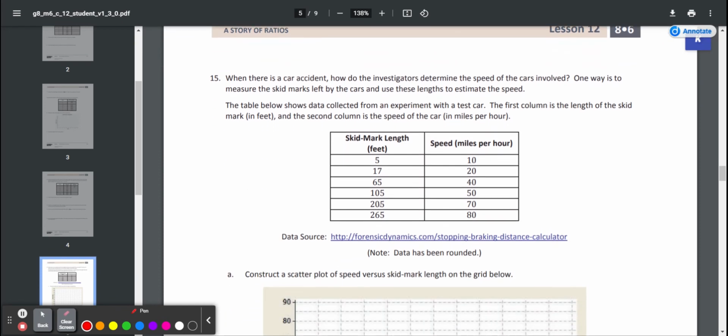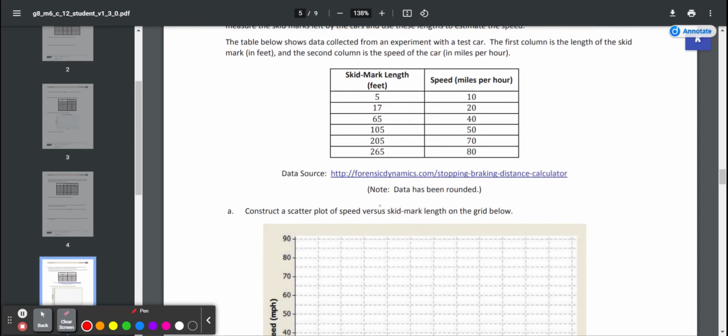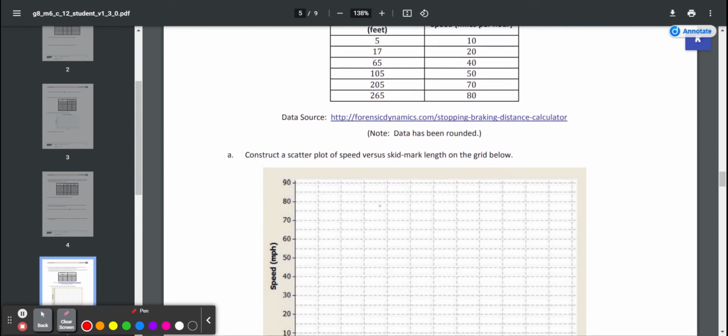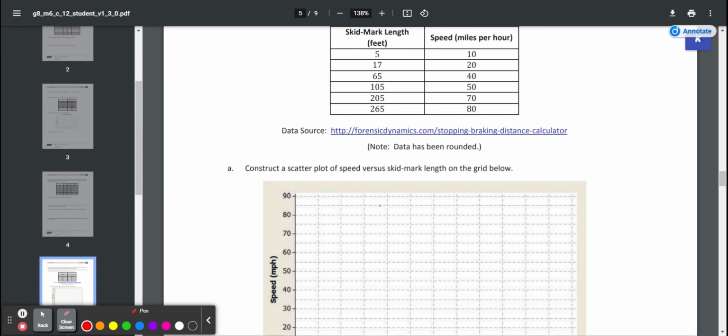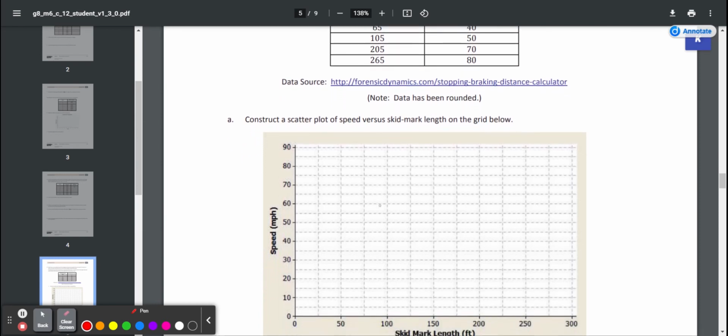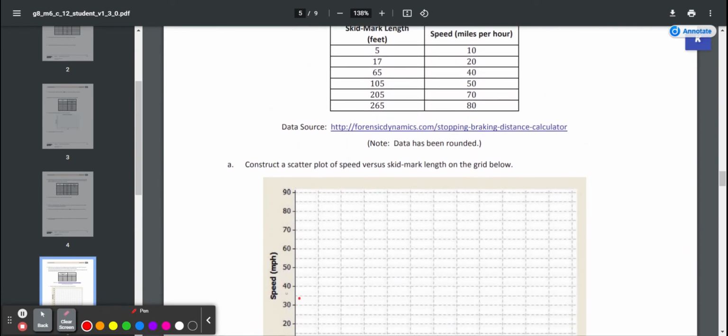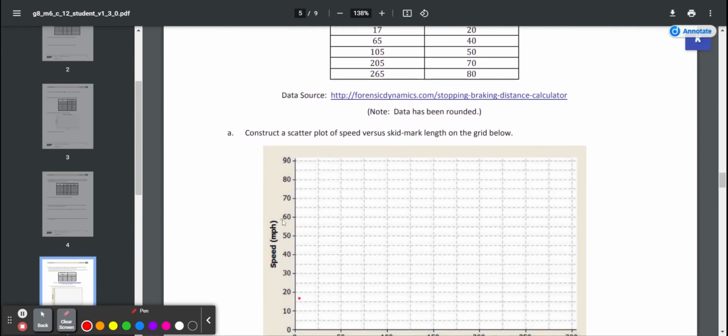Now, this next graph is pretty cool. This is where they're going to estimate how fast a car was going based on the skid marks, and this is actually done by our police force. So they have us at skid marks 5 feet, speed is 10 miles per hour. So we would come in, and this is going to be hard, but this is going to be like this. And 17 is at 20. So 17 is really hard to find, but we're at 20.